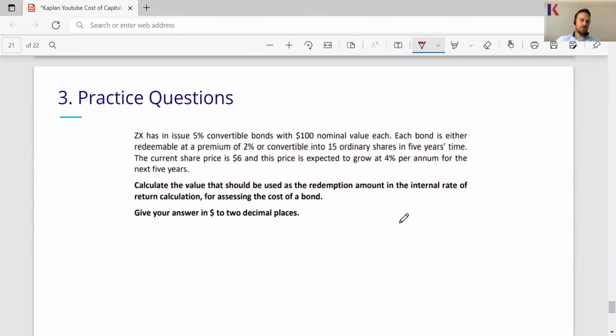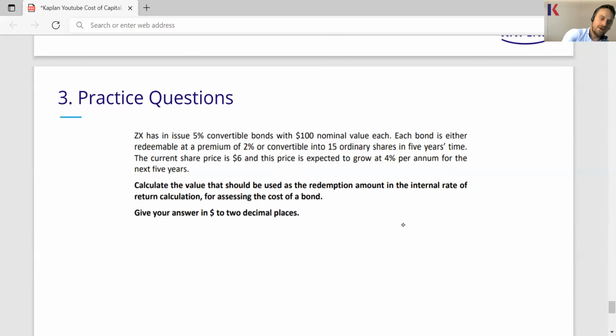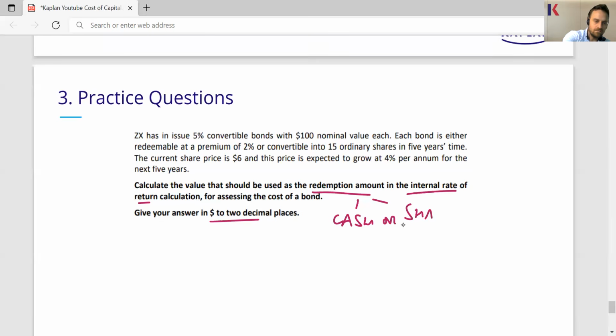Right, final question I want to do. It's a convertible debt one, so just to make sure we've covered that off. Let's read the requirement first because it's a bit of a longer one. The value that should be used as the redemption amount in the internal rate of return, the IRR calculation for assessing the cost of a bond. So we're trying to work out what would the amount be in that final year? What would you use as the redemption amount? And they want the answer in dollars to 2 decimal places. So remember, that will be the higher of cash or shares. When we're doing these redeemable bonds, debentures, you choose the higher of your cash or shares in the final year.